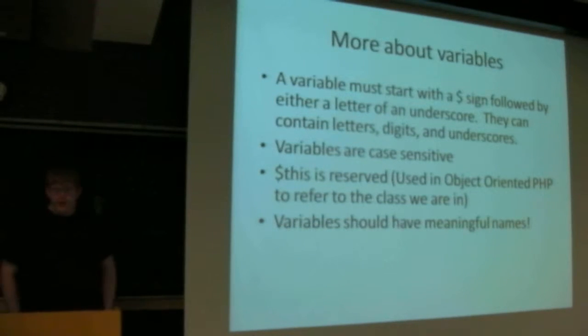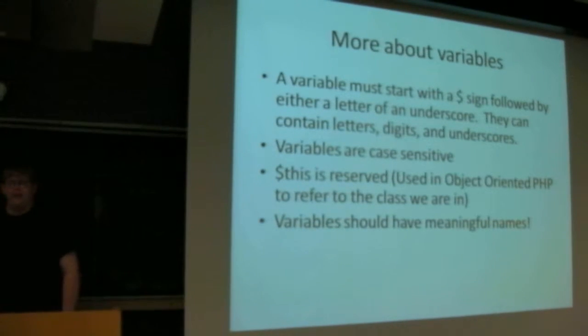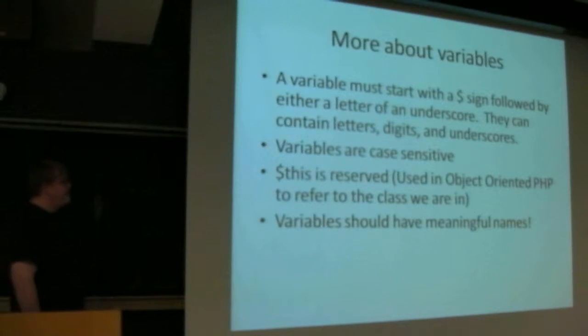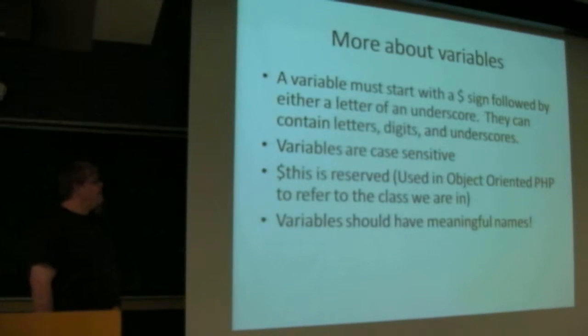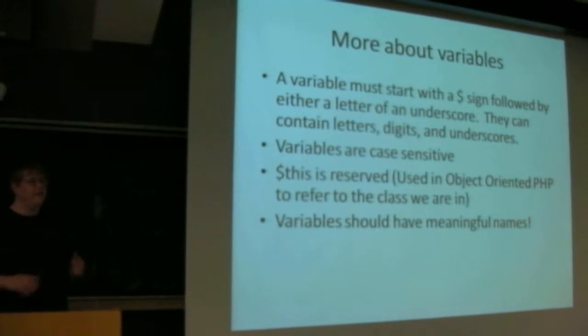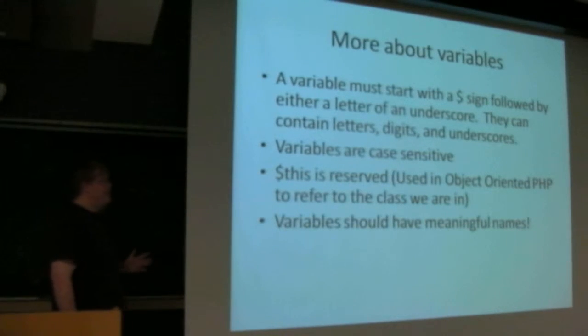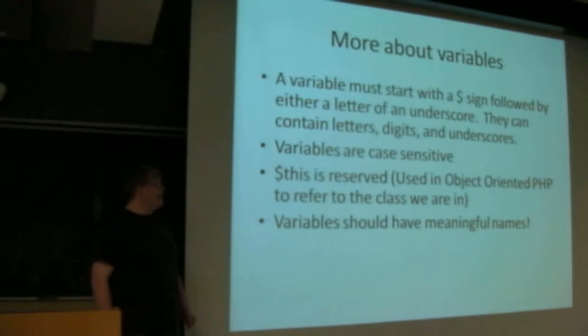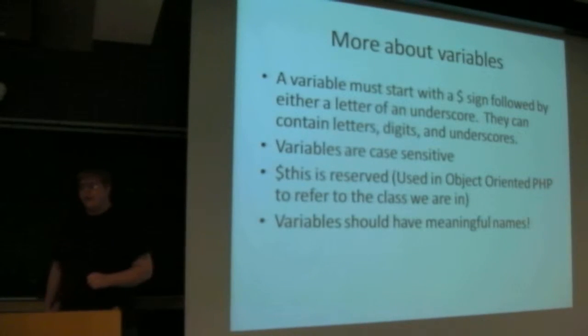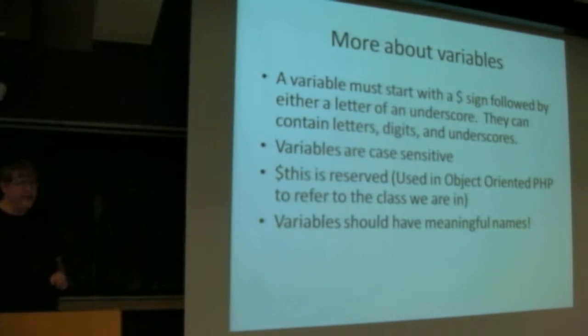More about variables. Basically, if they start with a $, they're case sensitive, and they contain letters, digits, and underscores for the most part. And finally, they should be meaningful because you don't want to just create variables like A, B, C and have no idea what they're doing 10 pages down in the code. So it's just good coding practice. And finally, $this is a reserved variable because in object-oriented programming, this refers to the class that we're in.